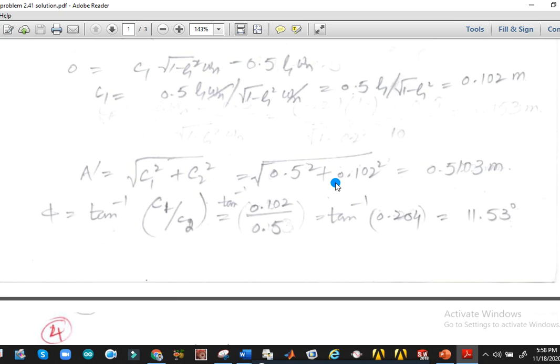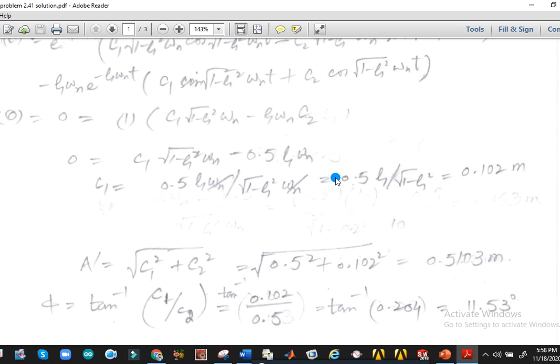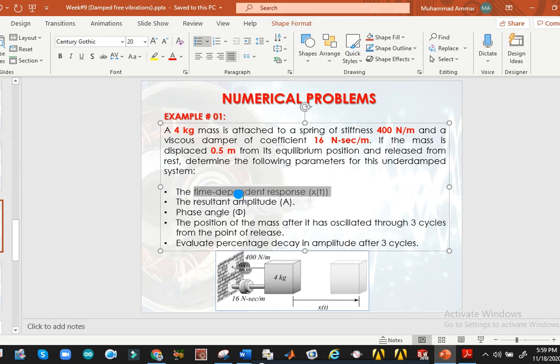Now the only unknown left is time. When we plot this function in MATLAB, we have to provide the time domain either with linspace or an increment function, and we can get the response of this mass spring system according to the given parameters of mass, stiffness element, damping coefficient, and so on. Okay, so this is the time dependent response.